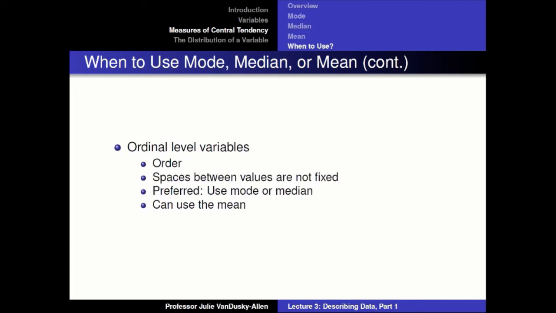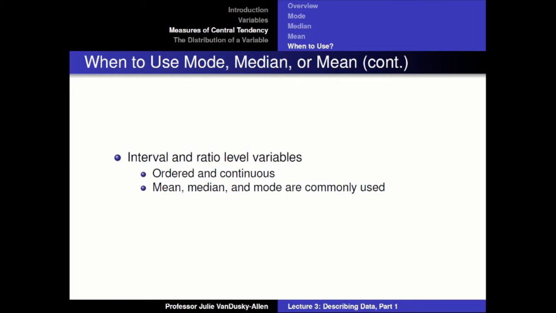With an ordinal level variable, the values of the variable have order, but the spaces between the values are not fixed. We can use the mode for an ordinal level variable, because the mode simply tells us the most common value in the data. We can also use the median because we can order the data from smallest to largest and find the middlemost value. We can also use the mean, but it is debatable whether it makes sense to use the mean for an ordinal level variable. The mean assumes that the spaces between the values of a variable are fixed, which is not always the case with ordinal level variables. Nevertheless, social scientists often use the mean to describe an ordinal level variable.